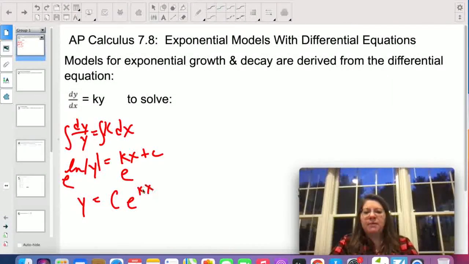A lot of times instead of x here we'll have t. Everything will be in terms of time, like hours, days, minutes, whatever the time variable would be. And then your y is your f of t if you choose to express it that way.